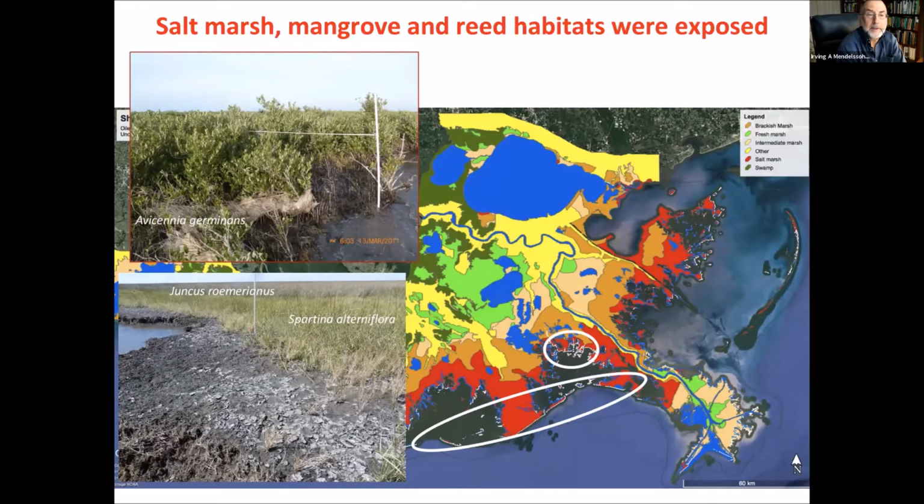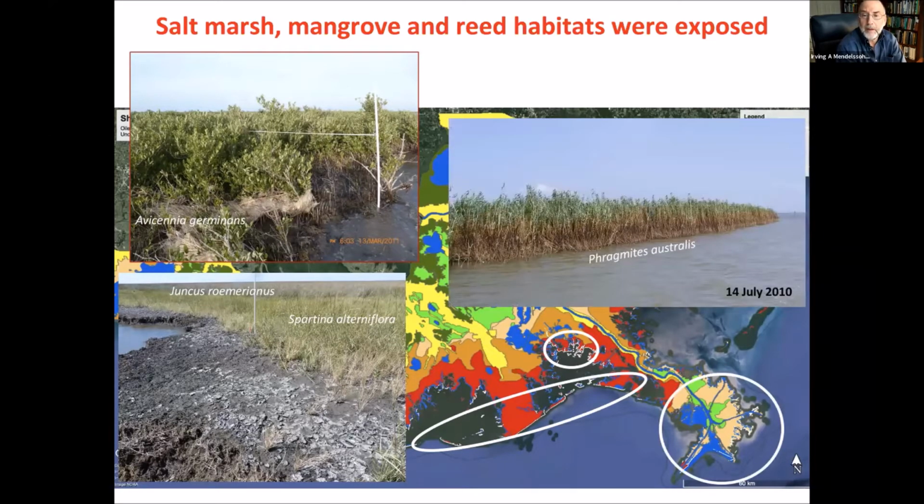And Avicennia exists not only in the area you see on this image, but throughout the coast of Louisiana and elsewhere. And finally, at the mouth of the Mississippi River, fresh and low salinity marshes of the Birdsfoot Delta, dominated by the common reed Phragmites australis, or roseau cane, were also oiled.